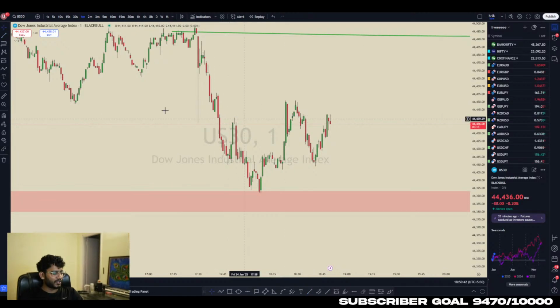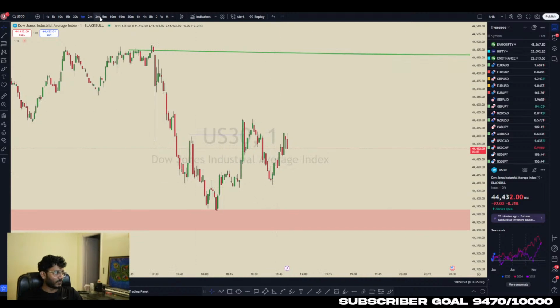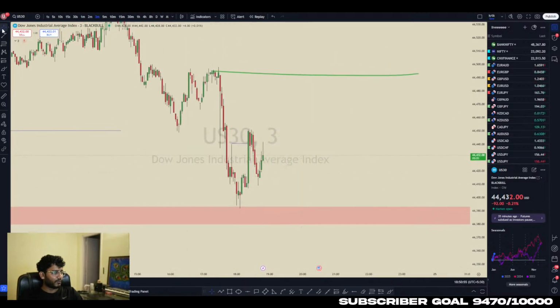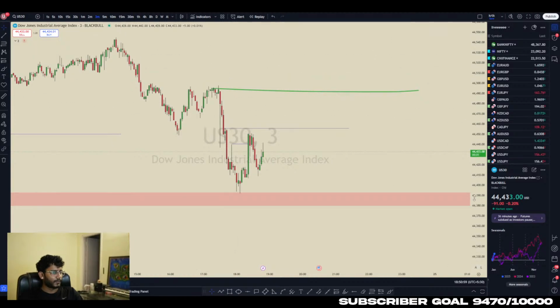Price gave us a change of pattern on 1 minute. This is a fake low where price trapped all the buyers over here. So maybe price can continue to the upside. I think so. Let's wait for price to break this high and we will look for continuation to the upside, something like this.